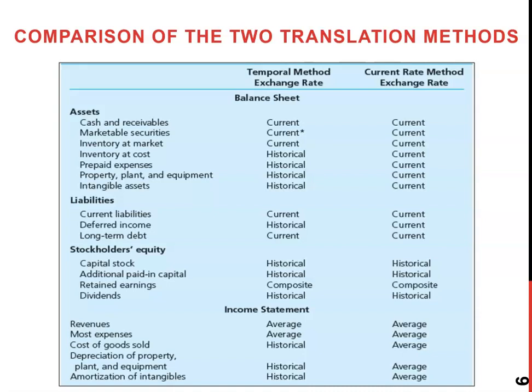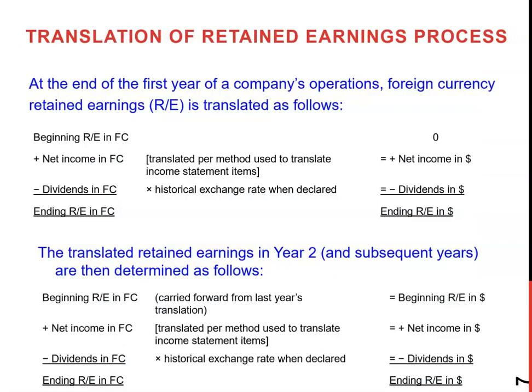Now we learned a little about retained earnings, which is composite. That means we do not use any exchange rate to convert retained earnings; rather, it is the result of the other conversions. So now if you look a little deeper here, we will see how we start business and record retained earnings. When we start business for the first year, our beginning retained earnings is always zero.